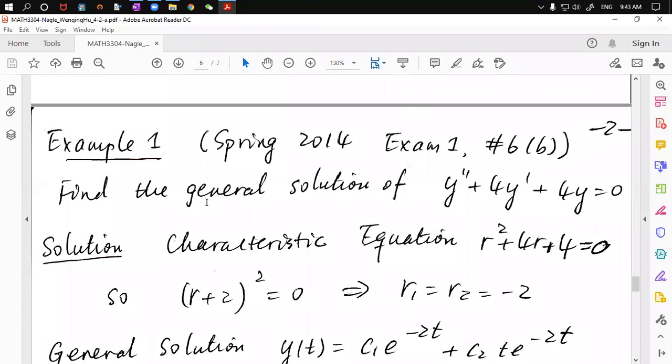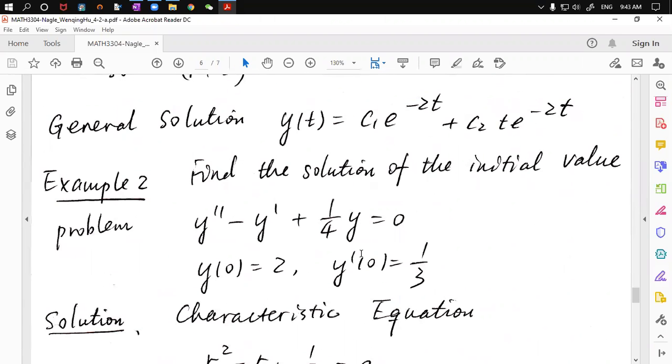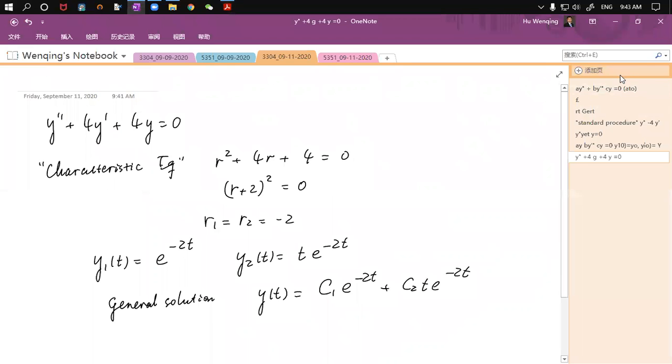Here's one more thing I'd like to mention: I have been emphasizing many times that you must look at the requirement of the problem as carefully as you can. Here it says that it's just looking for a general solution, so you don't have to put initial conditions. But what if they put initial conditions? For example, this one. Can you find a solution of this initial value problem, where there are initial conditions?